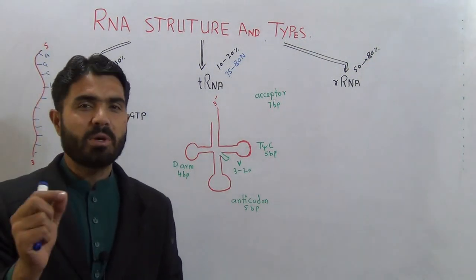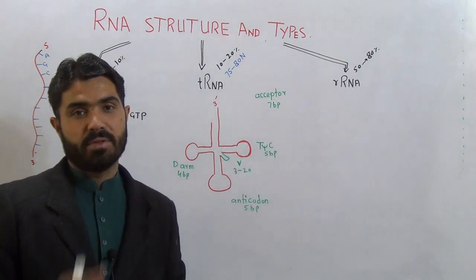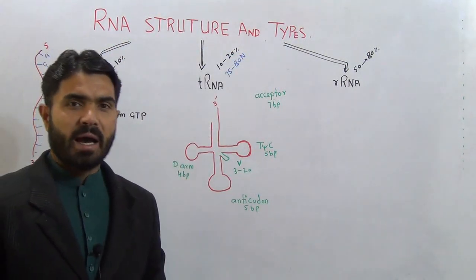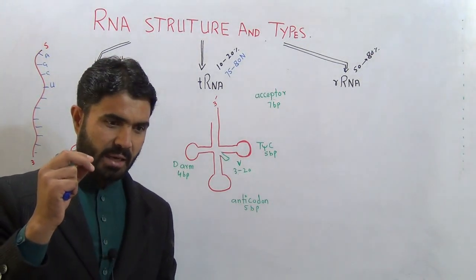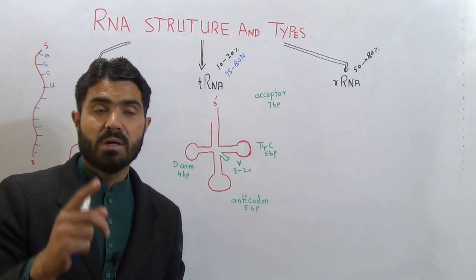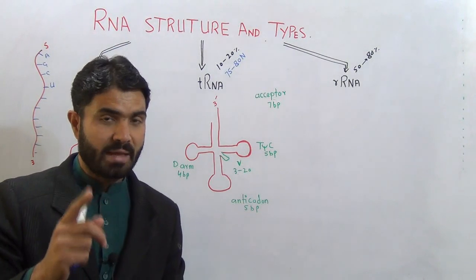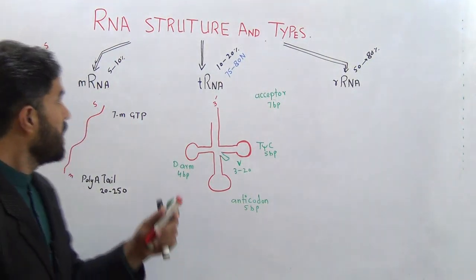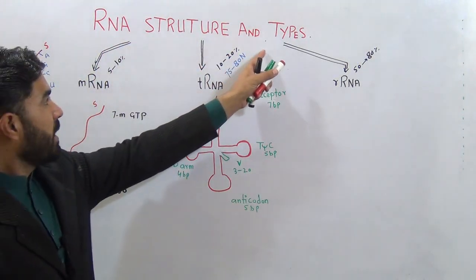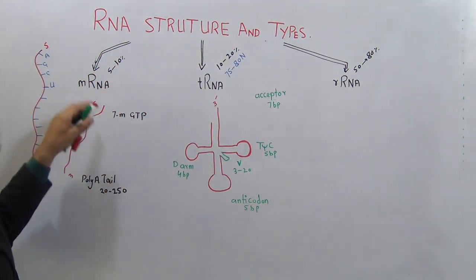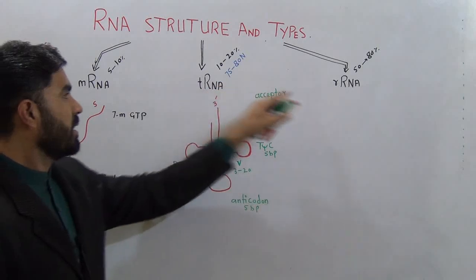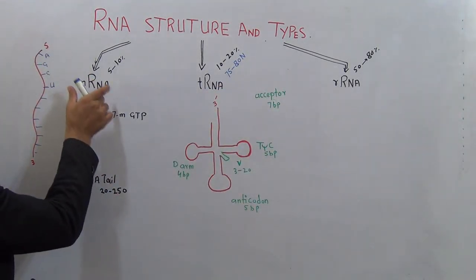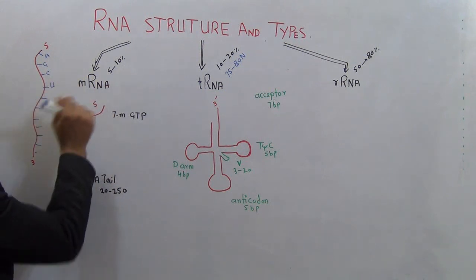Now the main topic is the types of RNA. There are three types of RNA. I am expecting that you might have seen my video lecture on the nucleic acid. You can find the playlist as well. So there are three types of RNA: the first is messenger RNA, the second is transfer RNA, and the third is ribosomal RNA. We will start now from messenger RNA.